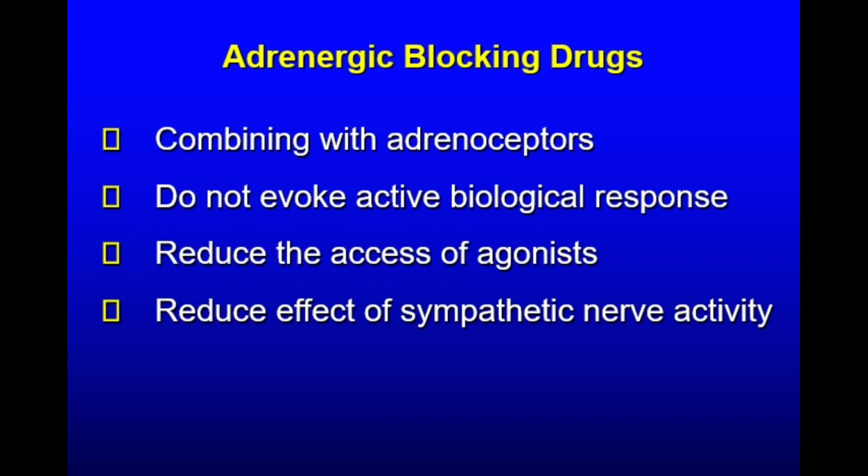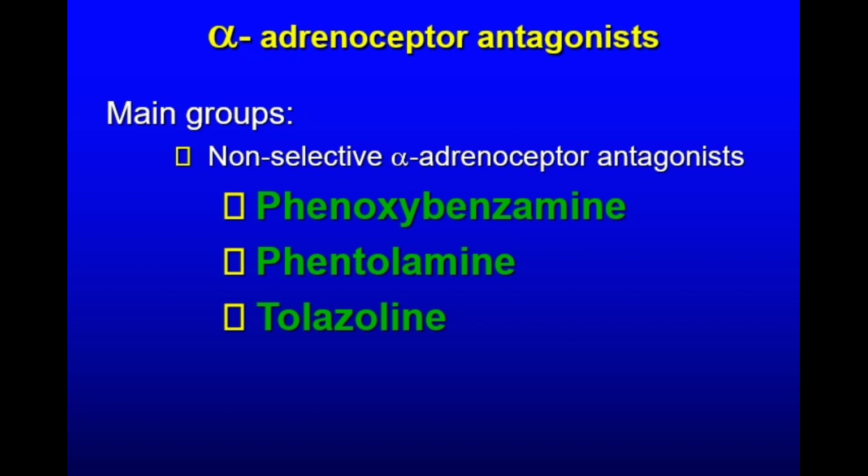Most adrenoceptor antagonists are selective for alpha or beta adrenoceptors. Selective subtype antagonists also exist. First, the main group of alpha-adrenoceptor antagonists, phenoxybenzamine, phentolamine, and tolazoline, are non-selective alpha-adrenoceptor antagonists. They block the effect of adrenaline on alpha-1 and alpha-2 adrenoceptors at similar concentrations, without affecting beta adrenoceptors.